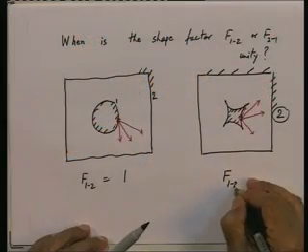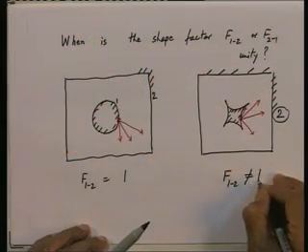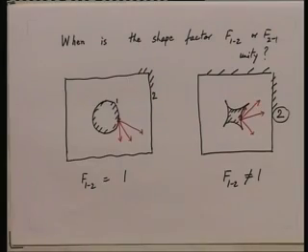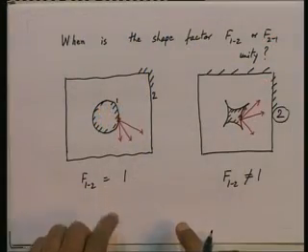to 1. So, the two conditions for F1-2 to be 1 are: 2 should completely surround 1, so that all the radiation from 1 can go towards 2 and no other surface. Secondly, 1 itself should not have a concavity in it, so that radiation from some part of 1 goes to 1 itself. It must all go towards 2. Now, these are situations. So, the first one is a situation in which F1-2 is 1.